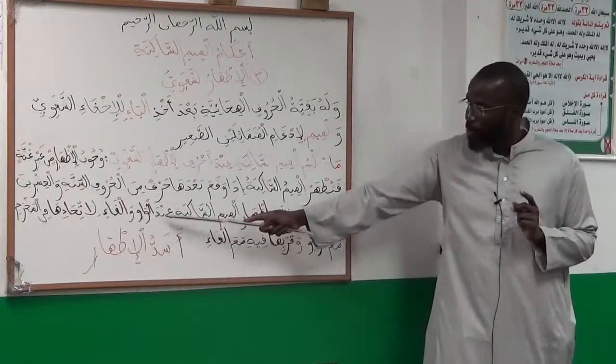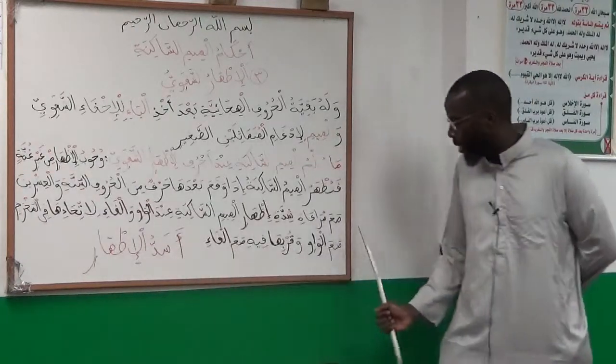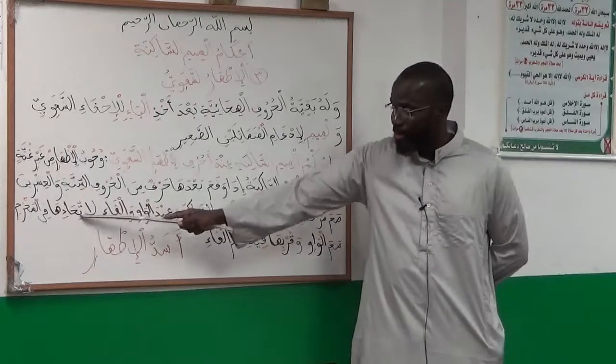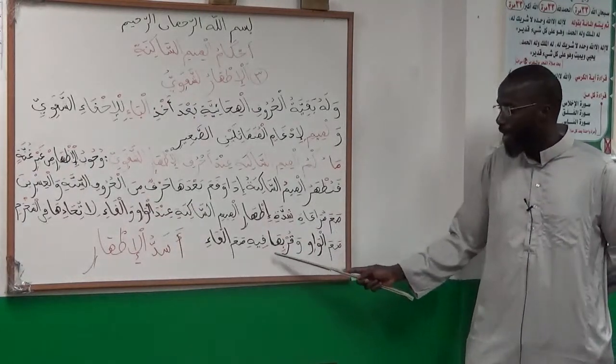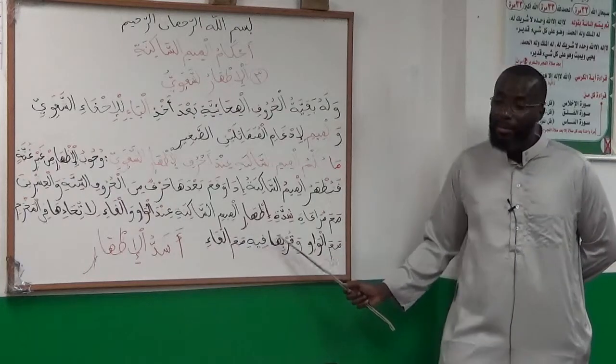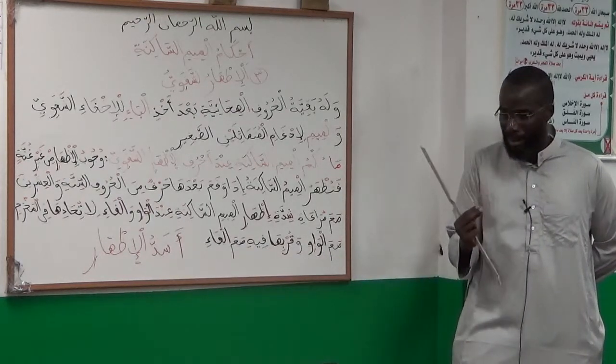And the reason why we do it with waw is because لاتحادها في المخرج مع الواو. It's because the meme comes from the same exit as the waw. وقربها فيه مع الفا. And meme is close. Its exit is close to that of al-fa.